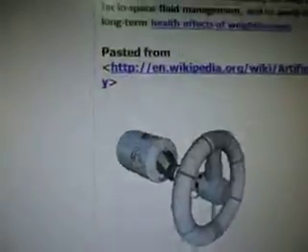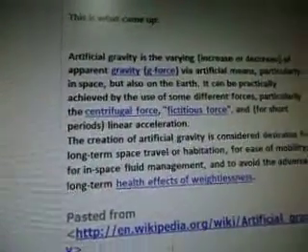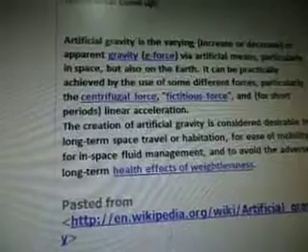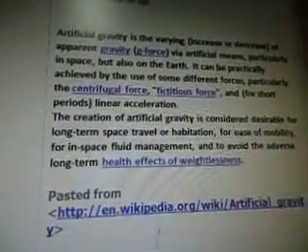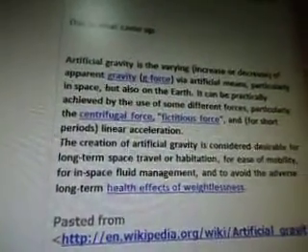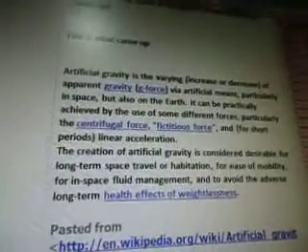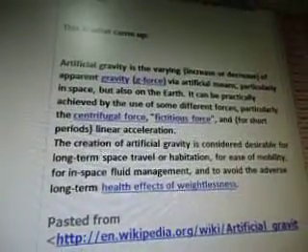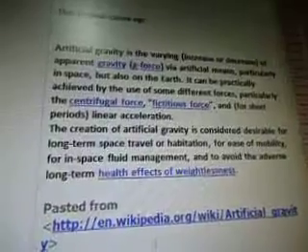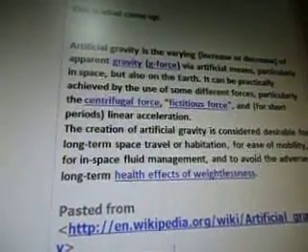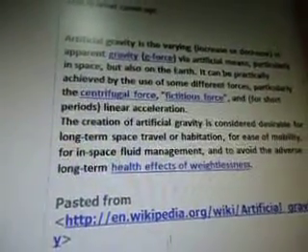This is what came up. Artificial gravity is the varying increase or decrease of apparent gravity, g-force, via artificial means, particularly in space but also on the Earth. It can be practically achieved by the use of some different forces, particularly the centrifugal force, fictitious force, and for short periods linear acceleration. The creation of artificial gravity is considered desirable for long-term space travel or habitation, for ease of mobility, for in-space fluid management, and to avoid the adverse long-term health effects of weightlessness.